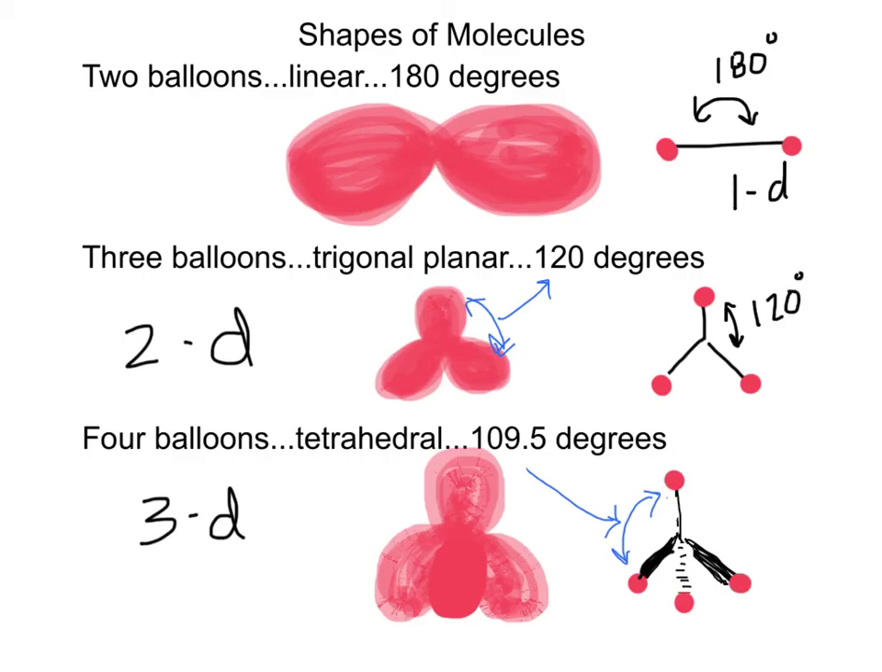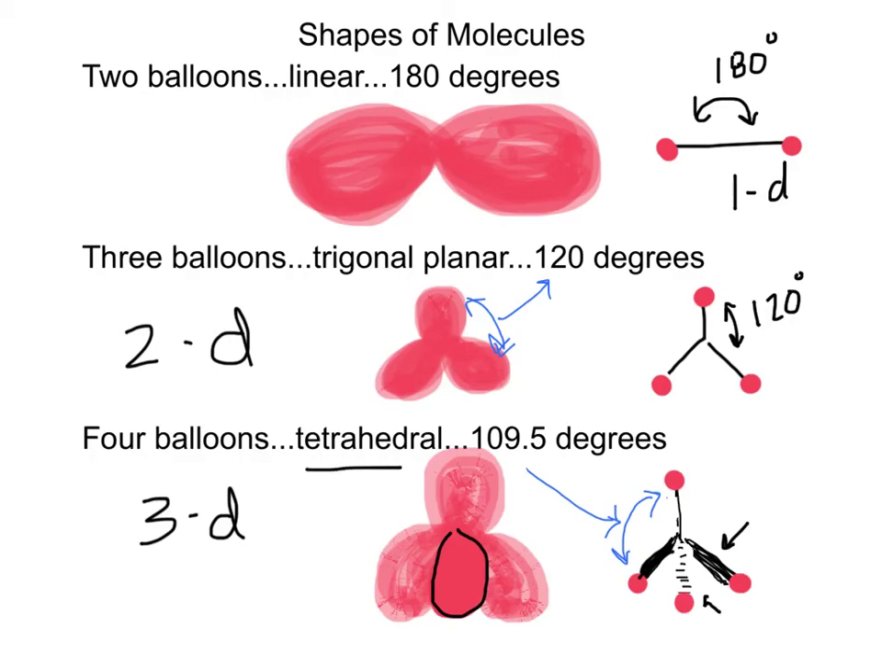Now if I have 4 balloons attached, and this gets a little tricky here because you've got to see this balloon coming out at us, then I get this shape right here, and the angle right there is 109.5. I've got it written up above, so I don't need to write it there. So you've got to sort of look at this. The black area right here is going back into the plane. This one is coming out at us. So it's a 3D molecule. Okay, so we call that tetrahedral.